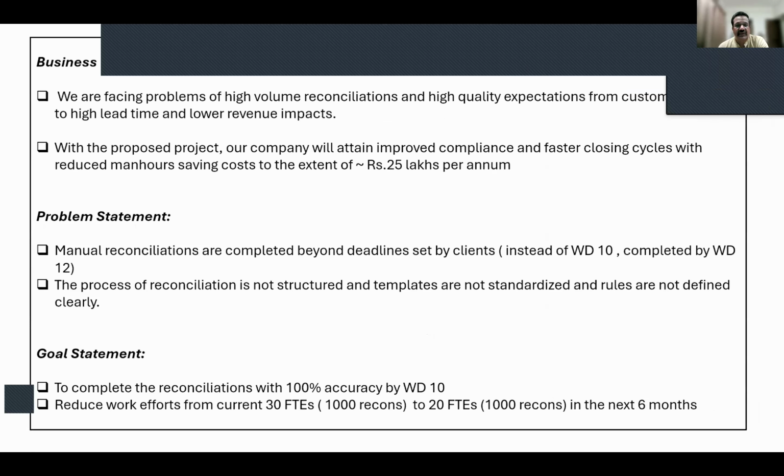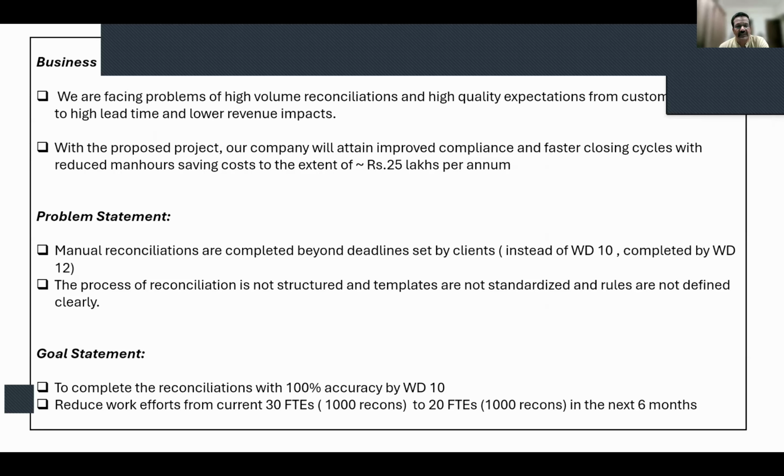The business case that we took is that we have huge issues in completing the reconciliations on time with quality. We are supposed to complete the reconciliations by workday 10, but most of the time we end up completing them by workday 12, and there were accuracy issues also noted. This in turn caused a delay in completing month-end processes as well.